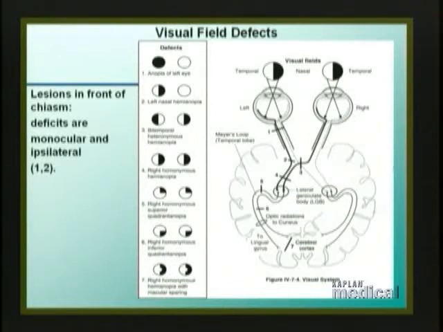So now, let's describe the characteristics of all lesions that occur in front of the chiasm. As we indicated over on the left side, these visual field deficits are described as being monocular and ipsilateral. What does that mean? If they are monocular, what that means is you're going to only have visual field deficits or shading in one circle.